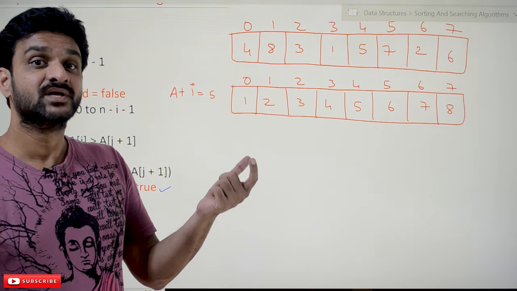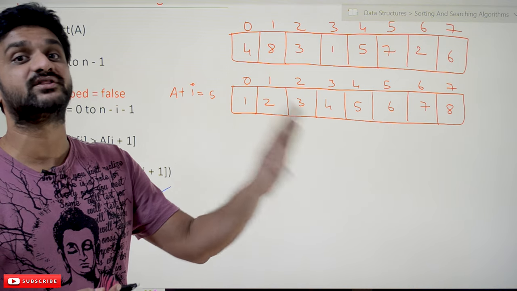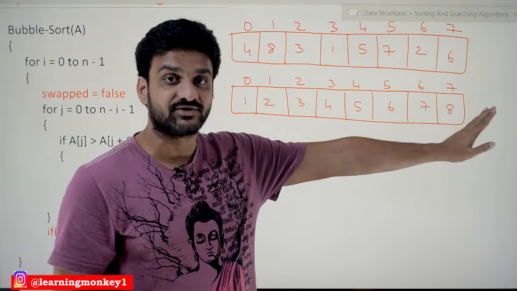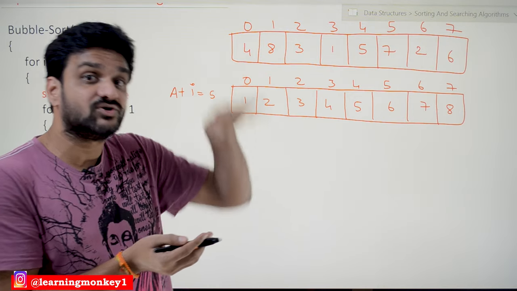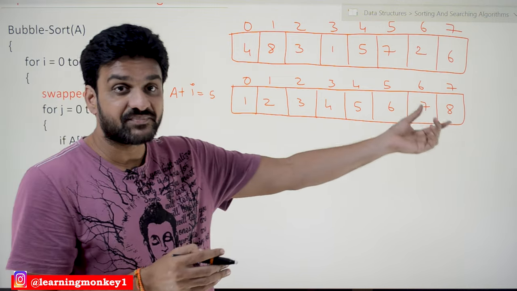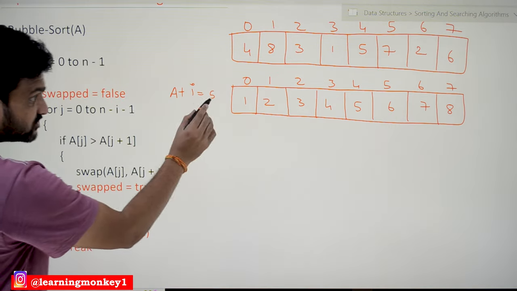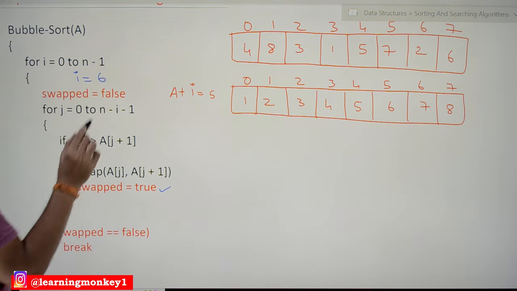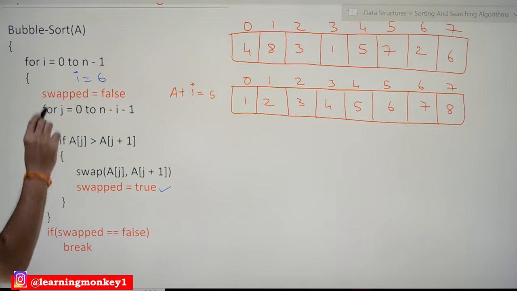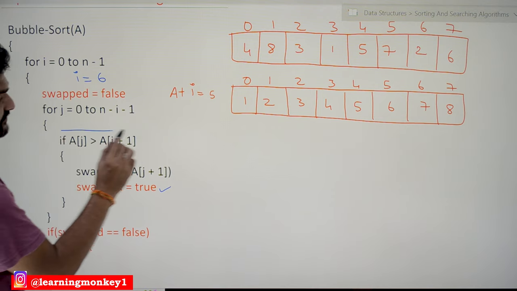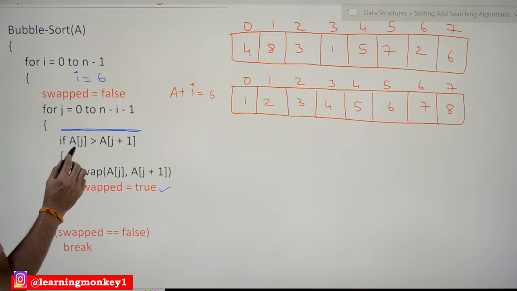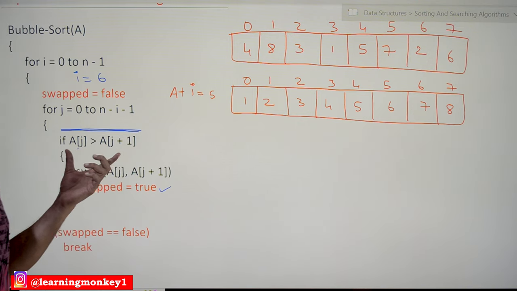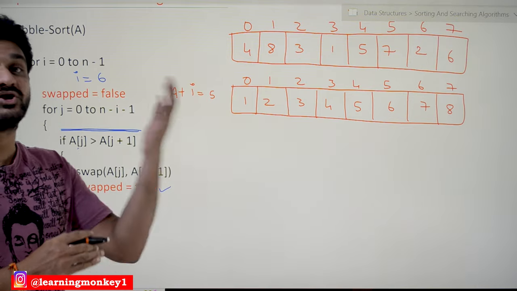As the swapping happened, it means there are some numbers which are in the unsorted order. If the swapping has not happened, see here, at i is equal to 5, these elements are arranged in the sorted order. In the next iteration, where i is equal to 6, does any swapping happen? No. At i is equal to 5, all the elements got arranged in the sorted order. Now, when the value of i is equal to 6, in the iteration of this for loop, we will never go into this if condition, because a of j greater than a of j plus 1 is never going to be true. It means that there is no need for us to swap, because the elements are already in the sorted order.